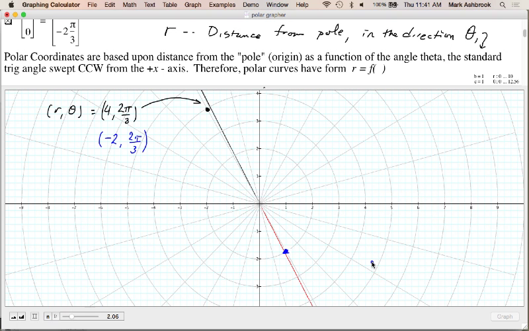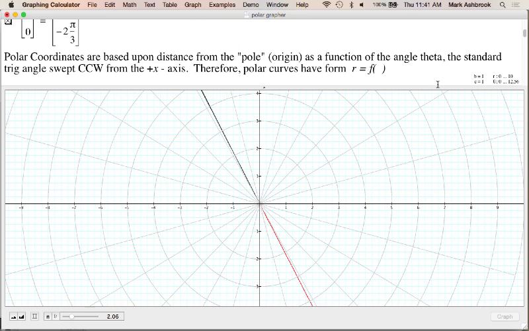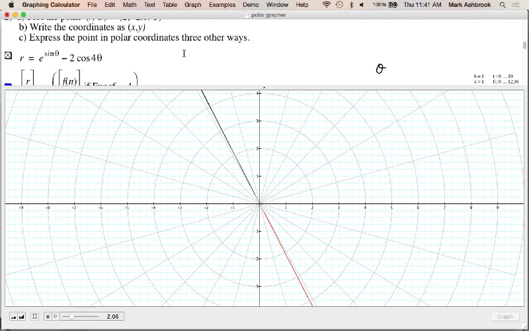So polar curves, therefore, have the form r as a function of theta. Like I said, theta comes first, right? So for given values of theta, you have some relationship where for different values of theta, you get different r's. So let me give you an example here.